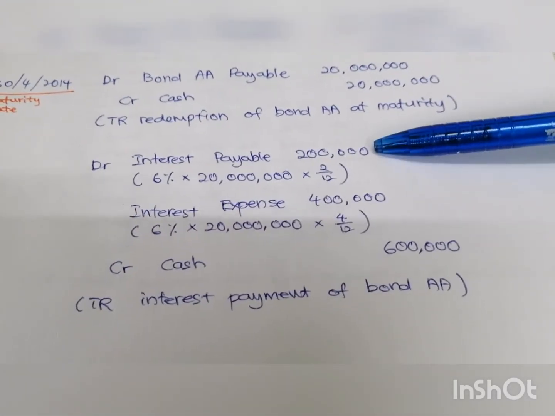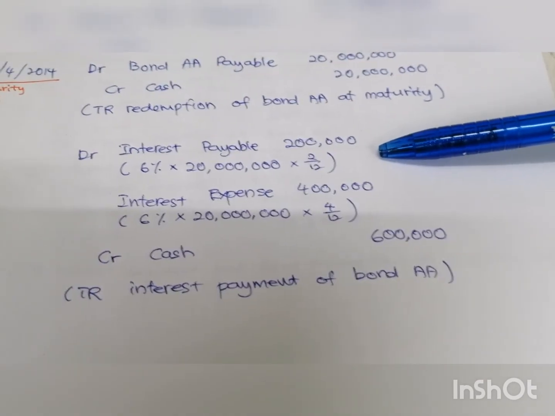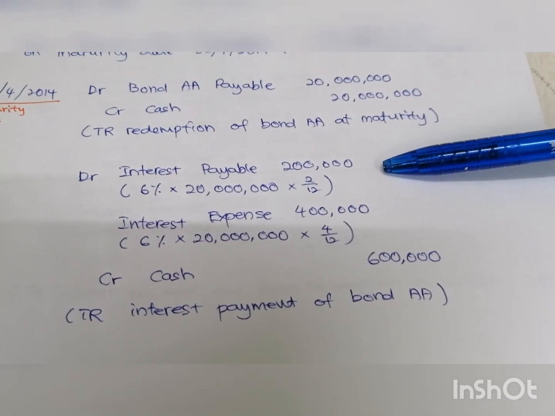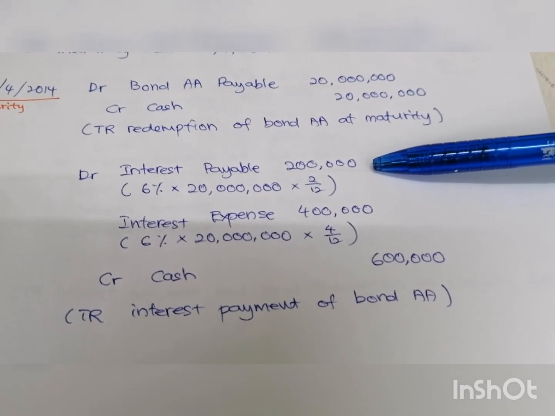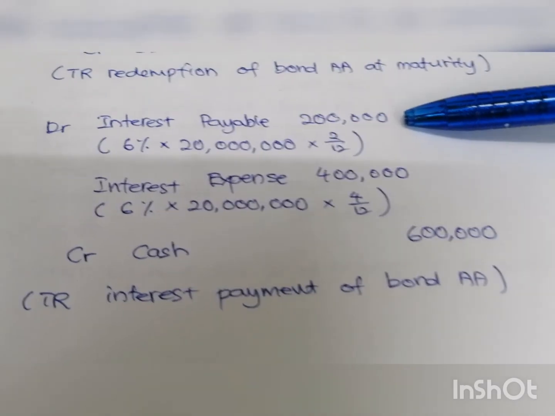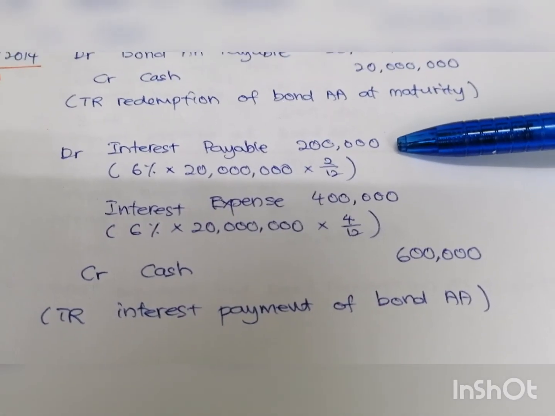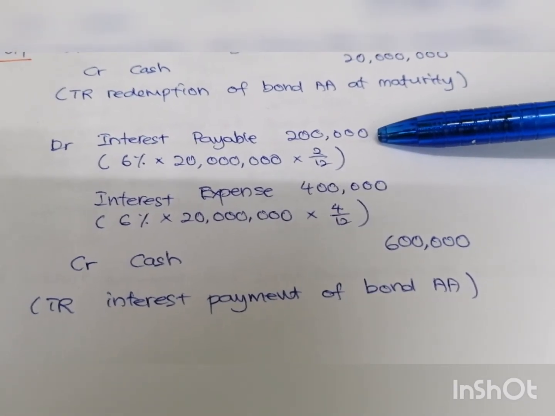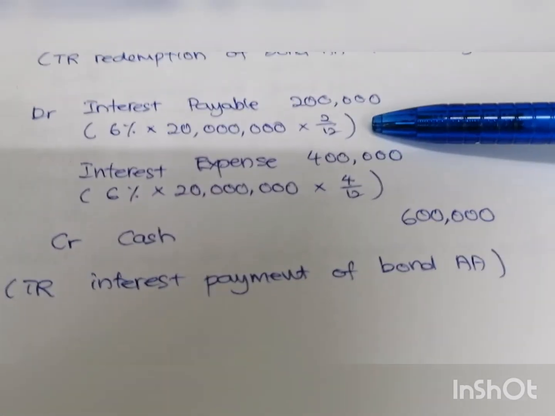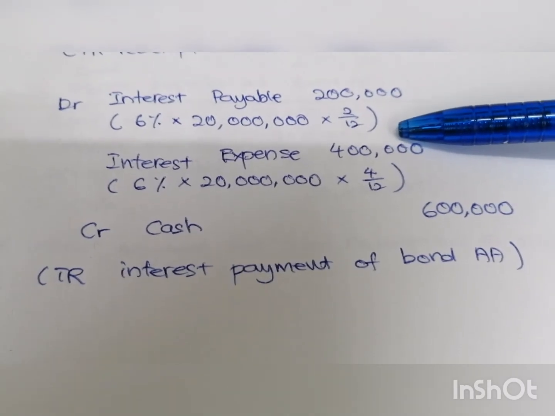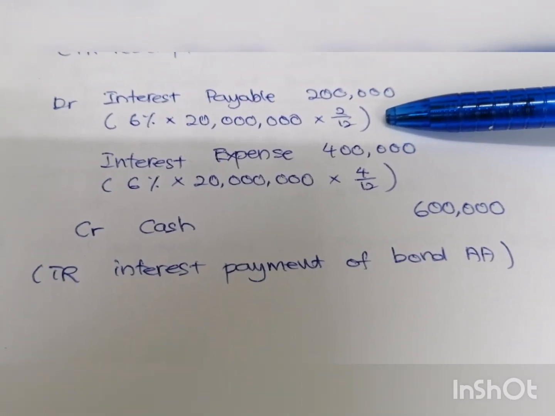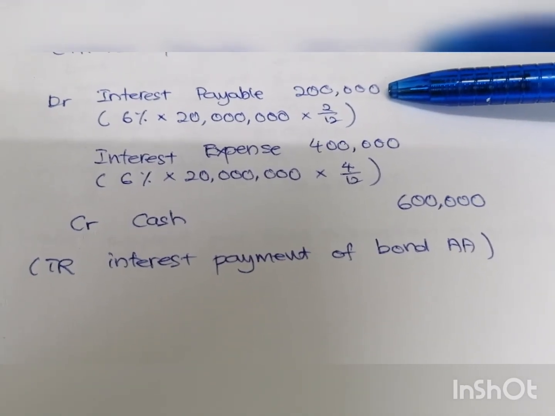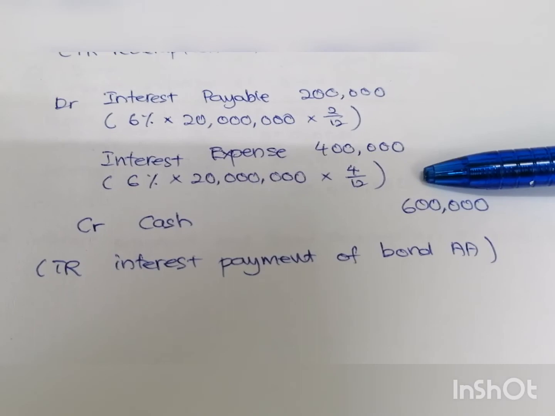Okay, so beside that, we will need to do the payment, interest payment. So how do we do the interest payment? Is by debit interest payable 200,000. Okay, how do I get the 200,000? Is 6% times 20 millions times 2 months. So I got the interest for 200,000.